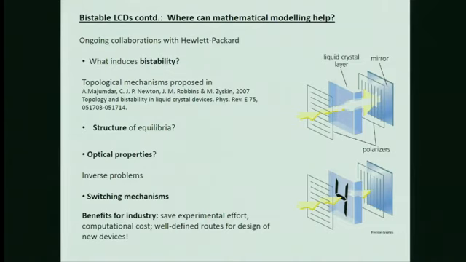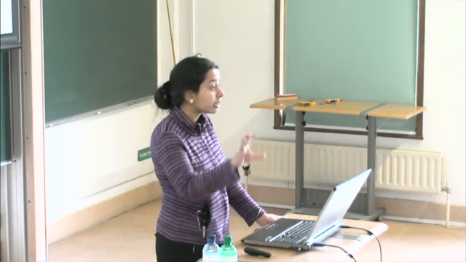For example, a key question from industrial researchers is often, what is the best way to use the geometry and the boundary conditions to induce bistability or multistability? What is the role of the geometry and the boundary conditions? Secondly, can we use mathematical modeling to actually predict the structure and the alignment of these static physically observable equilibria in these bistable geometries?